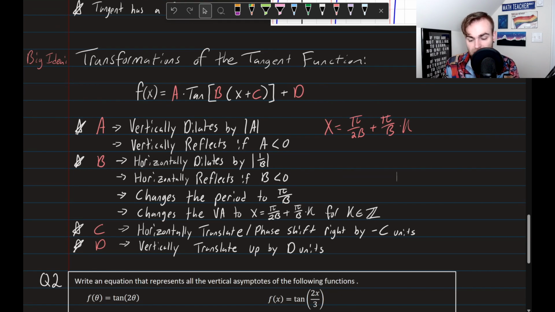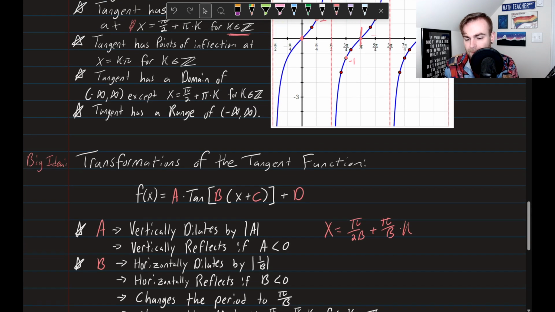C is a horizontal translation, right by negative c units, or phase shift. We can still use that language here. And D is a translation up or down. It affects the middle, what would be 0, or an output of 0, right?